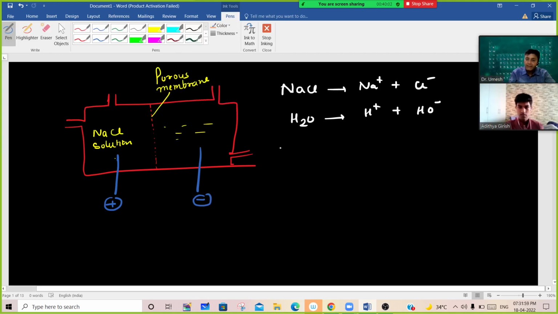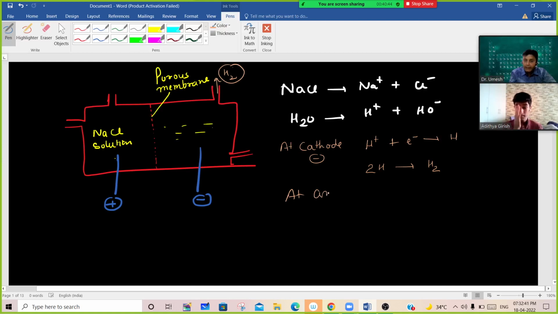Now, when you're passing the current, at cathode, cathode means negative terminal, right? H positive ion and the sodium ion, out of the two, which is more likely to get discharged? Tell me from the series. Hydrogen. It means that this will undergo reduction, and two such H atoms will give you H2 gas. It means from this outlet, I'll get the hydrogen gas out.